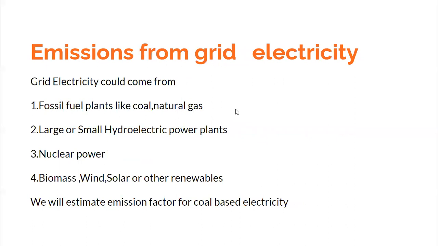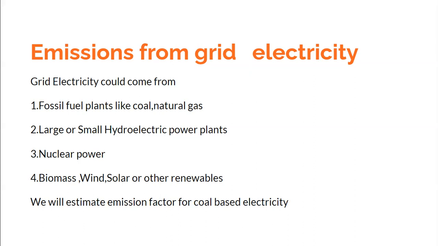The next calculation is about emissions from grid electricity. As we know, grid electricity is consumed in a big way at households and also in factories. Where would this grid electricity come from? Depending upon the national scenario, the mix of the plants in the energy sector, these proportions would change. Grid electricity could come from fossil fuel plants like coal and natural gas. In India, for example, fossil fuel plants like coal dominate the picture.